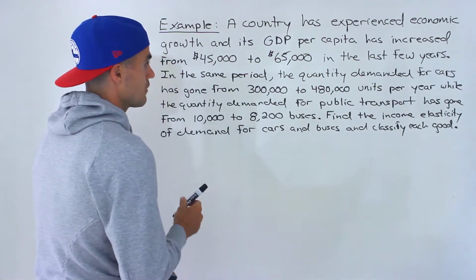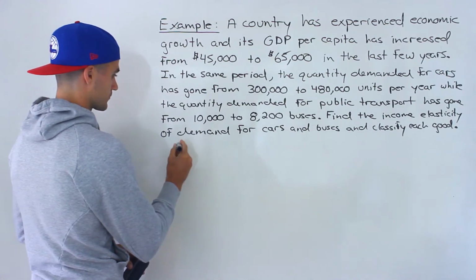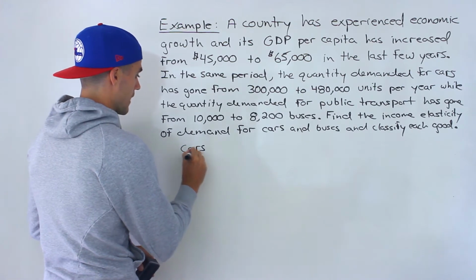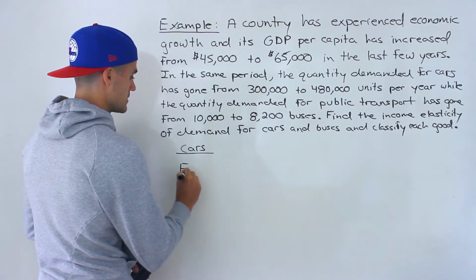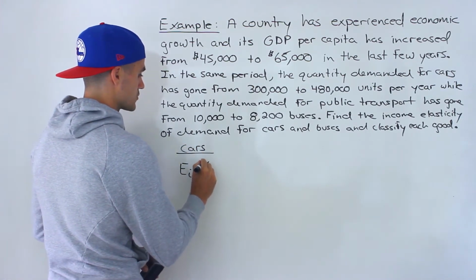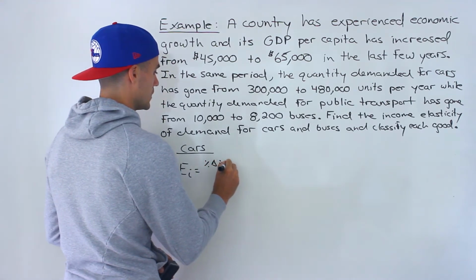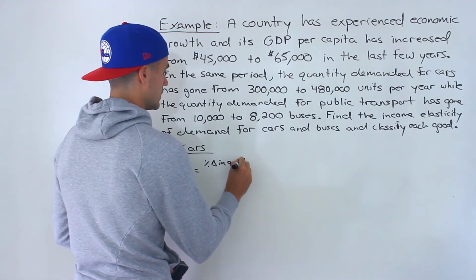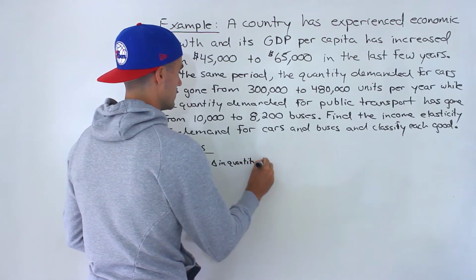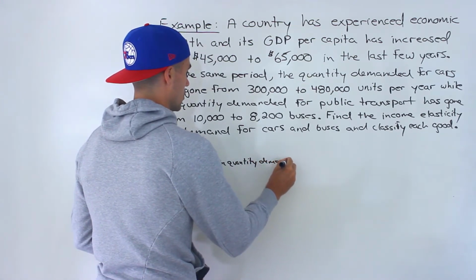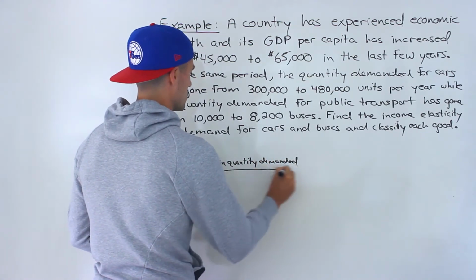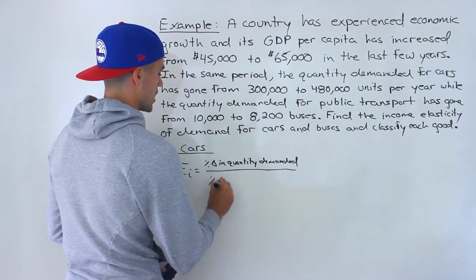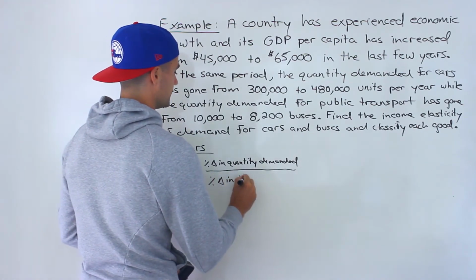So let's start off with cars. And the income elasticity of demand coefficient, remember, it's the percentage change in quantity demanded over the percentage change in income.